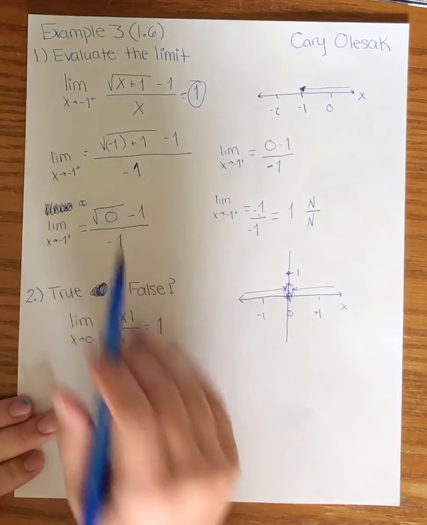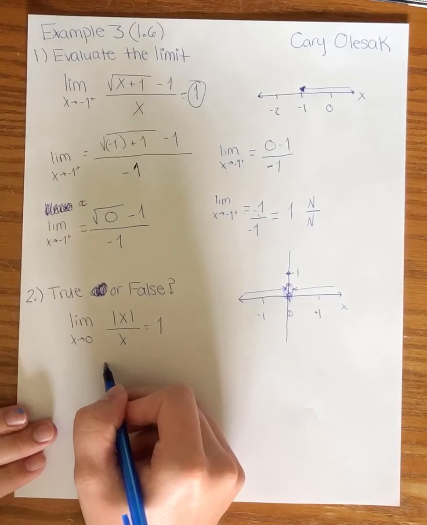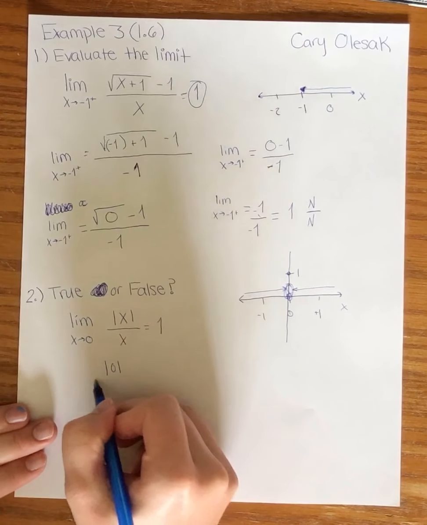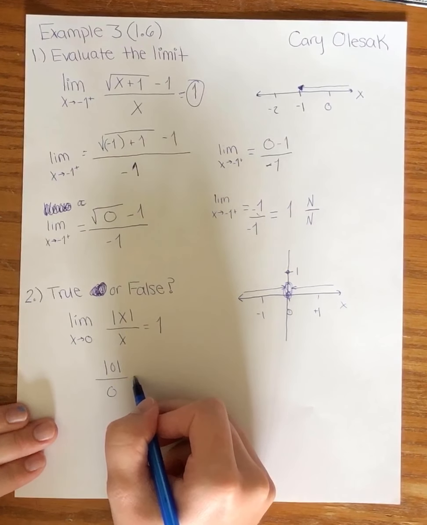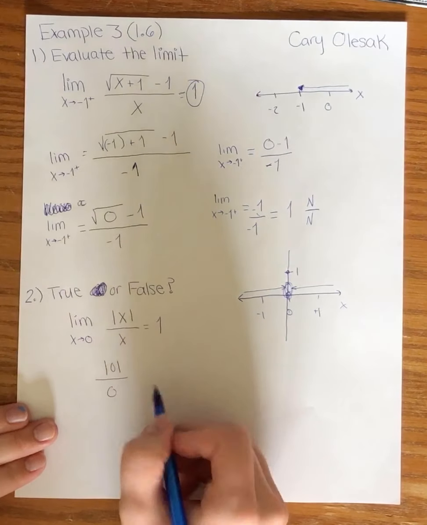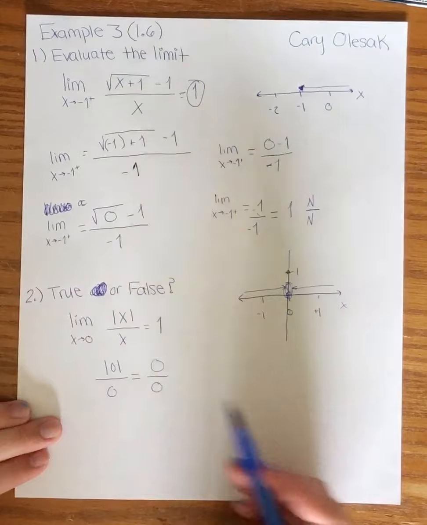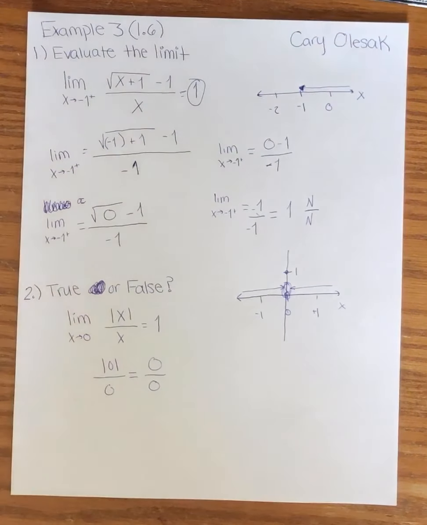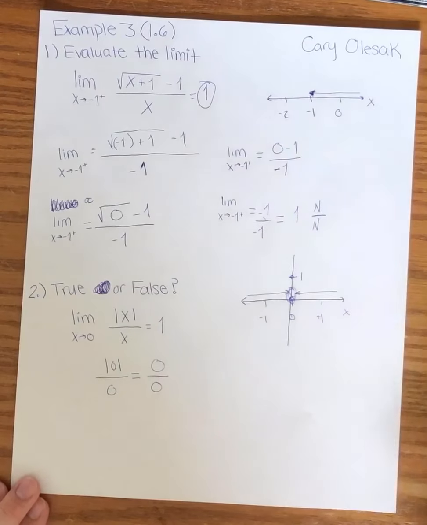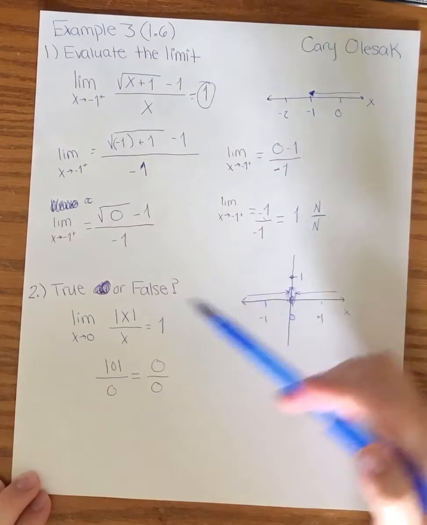So first, like we did in the top problem, let's plug in 0. The absolute value of 0 over 0, so the function's saying 0 over 0. This is already a red flag. It's a 0 over 0 case, so that tells me that there needs to be more work done. We need to evaluate both sides of the limit.